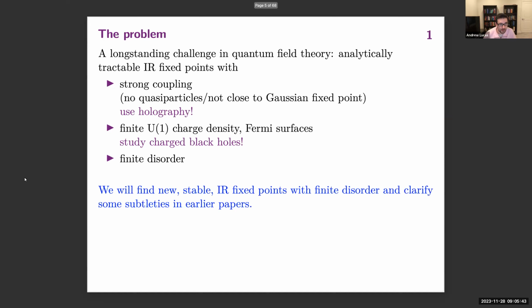But the upshot of this talk is that by the end, we will indeed find new stable IR fixed points that have finite disorder, strong coupling, and even finite charge density. And along the way, we'll also point out some subtle issues that had been overlooked in the earlier literature on this topic. Okay. All right.